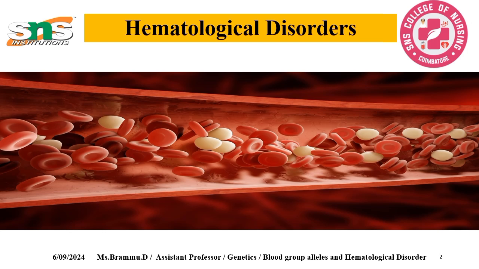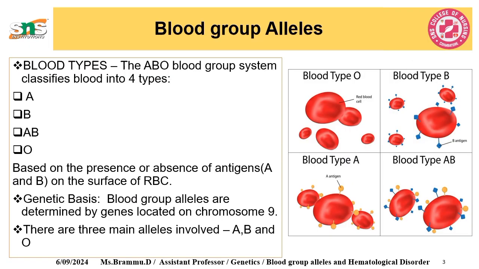And the plasma is the fluid portion, which contributes 55 percentage of the blood volume, and it comprises 92 percentage water, 7 percentage protein, and 1 percentage inorganic salts. So in short, plasma proteins are comprised of albumin, fibrinogen, and globulins. The major cells will be RBC, WBC, and platelets.